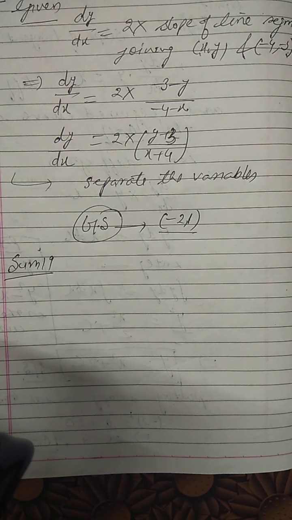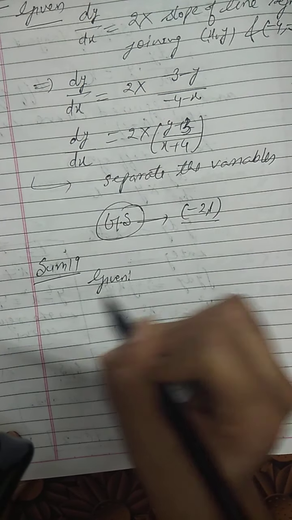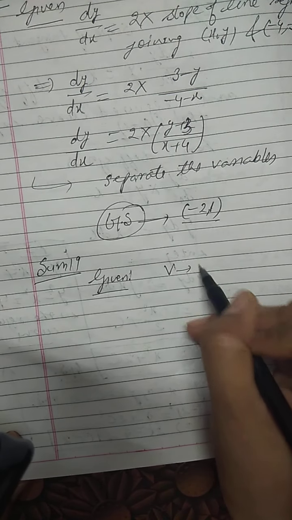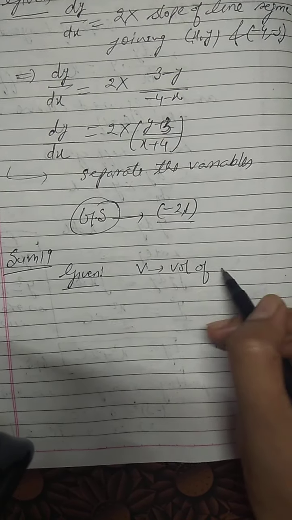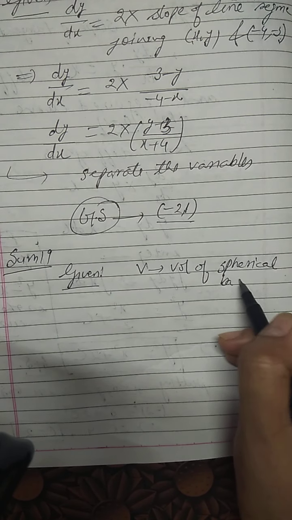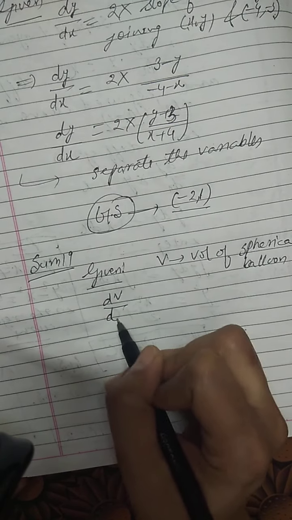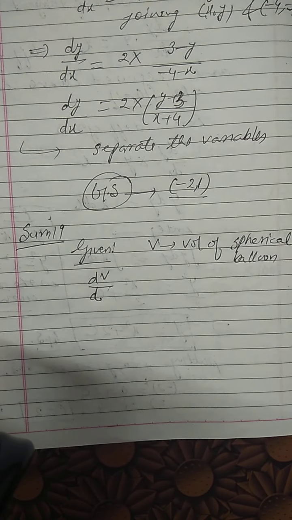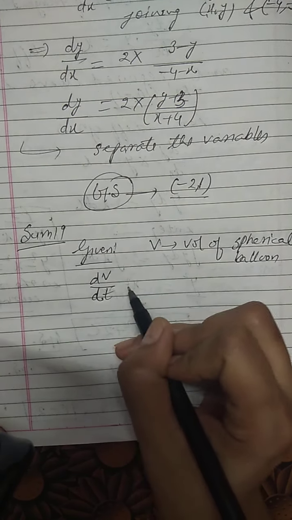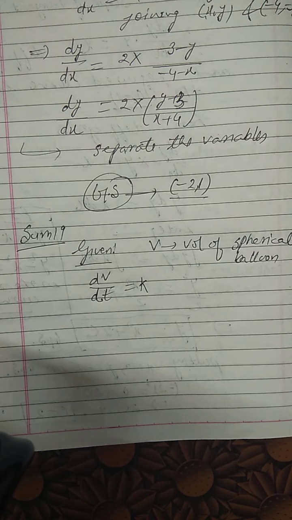So let us write down first of all, if V is the volume of the spherical balloon, then the change in the volume with time is constant. So dV by dt is constant. Let that constant be k.